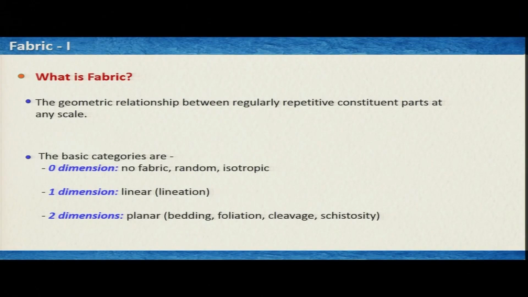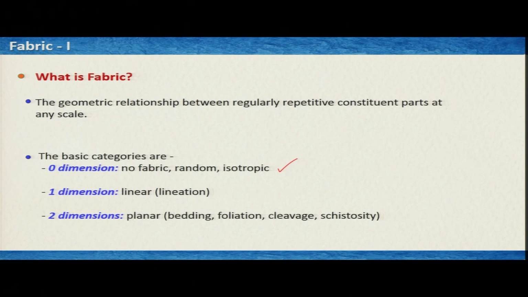So, I repeat, the geometric relationship, that is very important. It is the geometrical parameters. So, the geometric relationship between regularly repetitive constituent parts at any scale. So, that means it has to be all over the volume of the body we are concerned with. And if we think about these fabrics which are geometrically distributed all over the volume, then we can consider it in 3 ways. So, the first one is if there is no fabric at all.